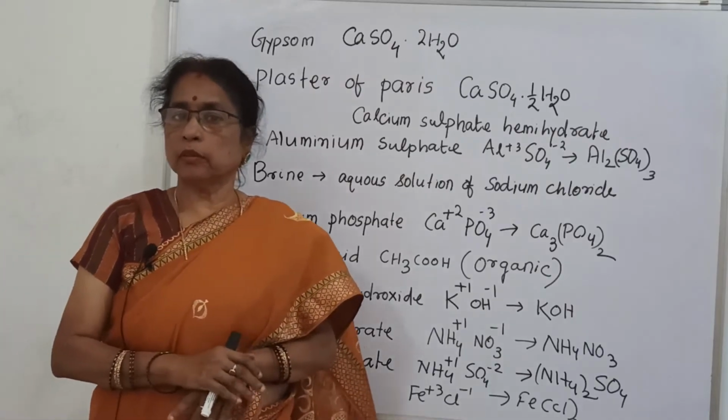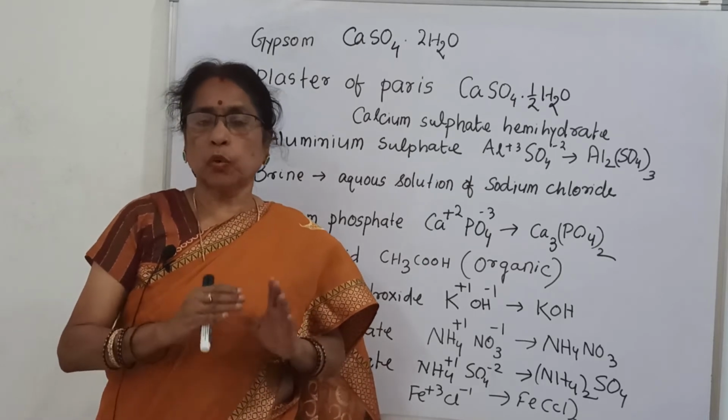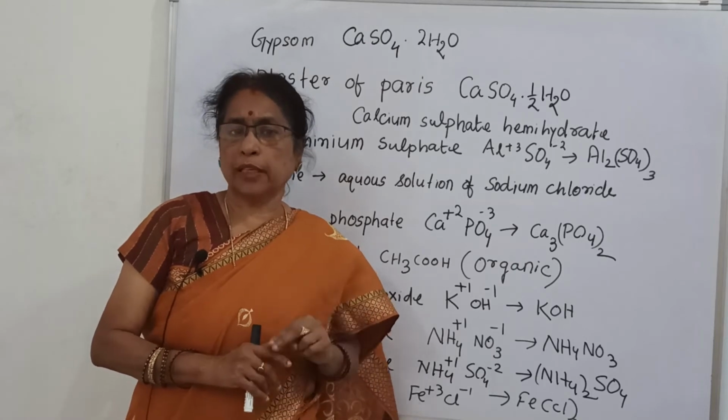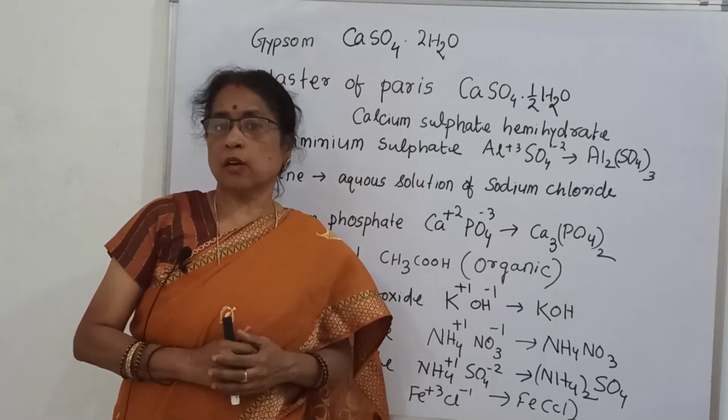Epsom salt. What is Epsom salt? Magnesium sulfate with 7 molecules of water. That means 1 molecule of magnesium sulfate is crystallized with 7 molecules of water, that is called Epsom salt.